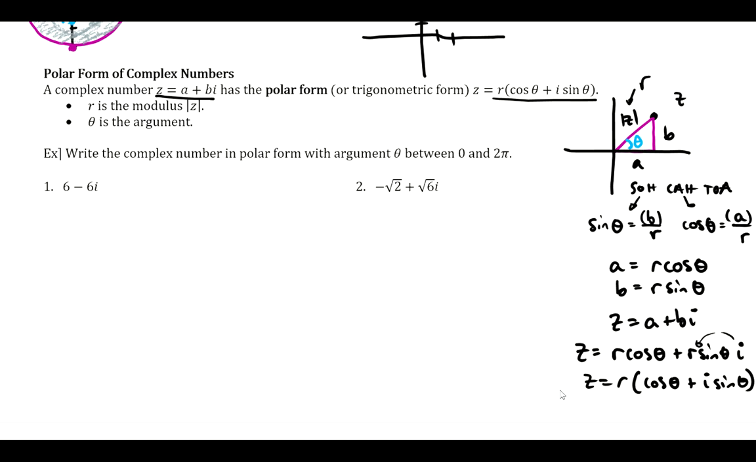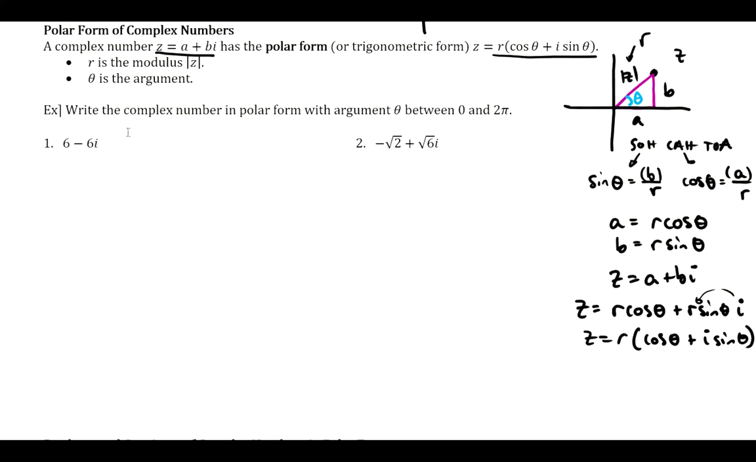So SOHCAHTOA again. SOHCAHTOA usually is what we need for the majority of things in this class, along with the unit circle. All right, so anyway, let's break this down and start to solve this. Write the complex number in polar form. So I would still sketch it. Six to the right, and then down 6. There it is.